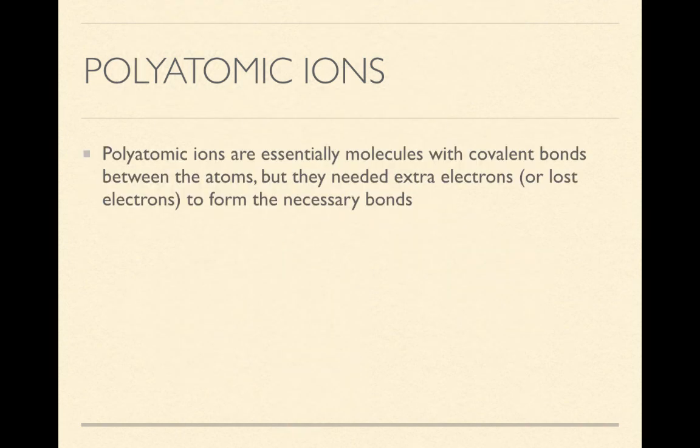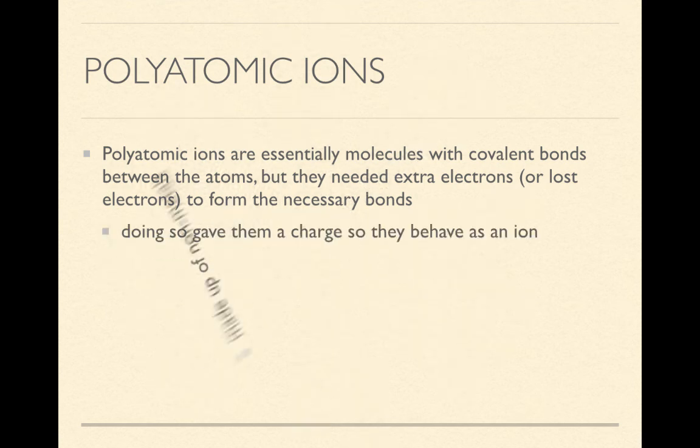Our last topic for the day is going to be polyatomic ions. So polyatomic ions are essentially molecules that have covalent bonds between the atoms. However, most of them needed extra electrons, or in one case it actually had to lose electrons, in order to form the necessary bonds. Because it gained extra electrons, or lost an electron, they ended up with a charge on them, and so they behave as kind of a superion, a very large polyatomic, many-atomed ion. And these are generally made up of nonmetals. We do have a couple that have metals in them.